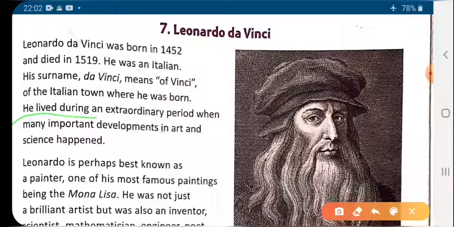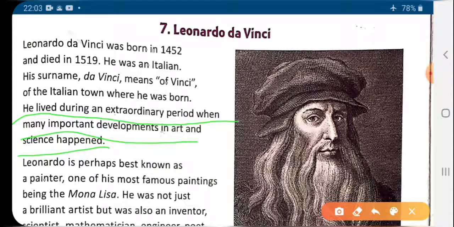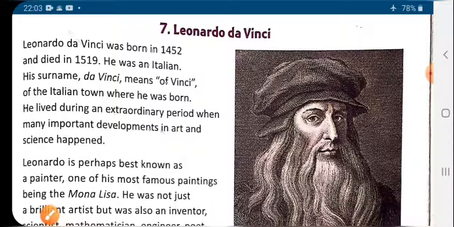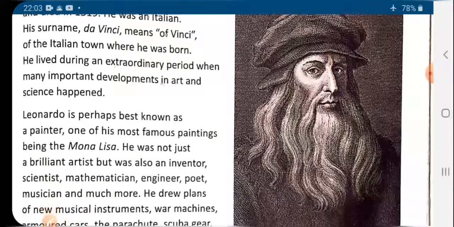He lived during an extraordinary period when many important developments in art and science happened. He lived means the time or the period when he was alive. It was a very important era because at that time a lot of important developments in art and science were happening.